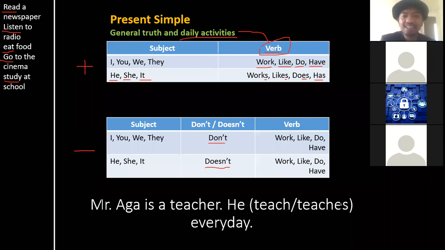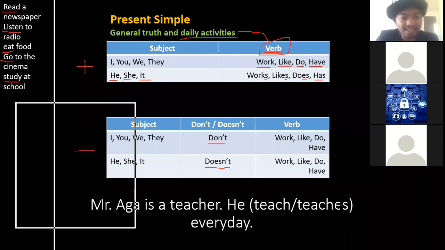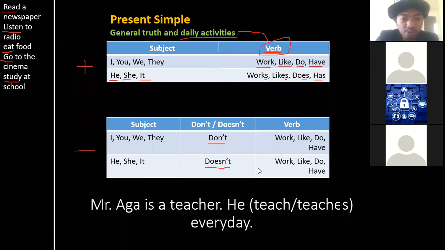The other, Erkin? Go to the chat, Erkin. Go to the chat, Erkin, and Asulbek. Mr. Aga is a teacher. He teaches every day. Good. Yes. Okay. Because when we use he, we use s or es. Okay. Good job. Next. Get ready.